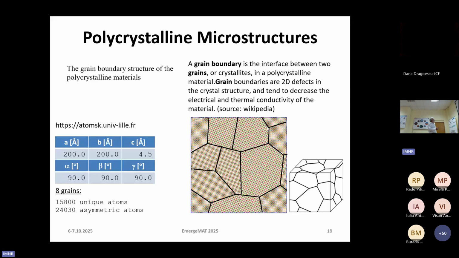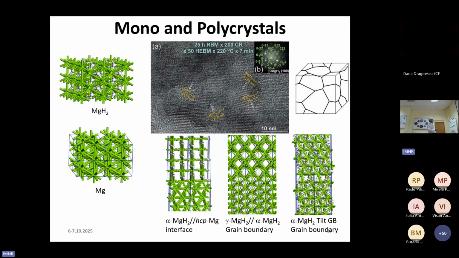Here we have the same structure, and we can see here the different interfaces. For example, alpha magnesium with magnesium, hexagonal magnesium. Gamma magnesium hydride with alpha magnesium hydride. Or the same material, alpha, but with different orientations.